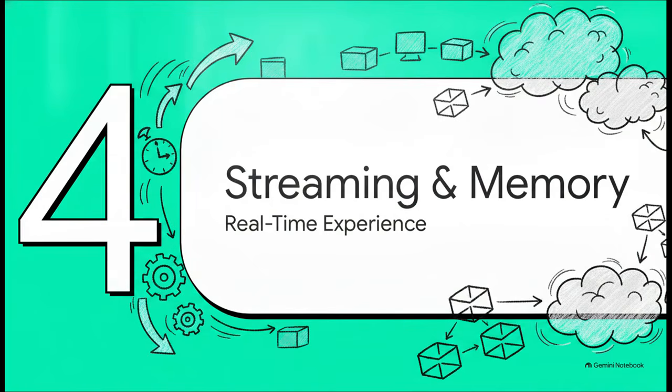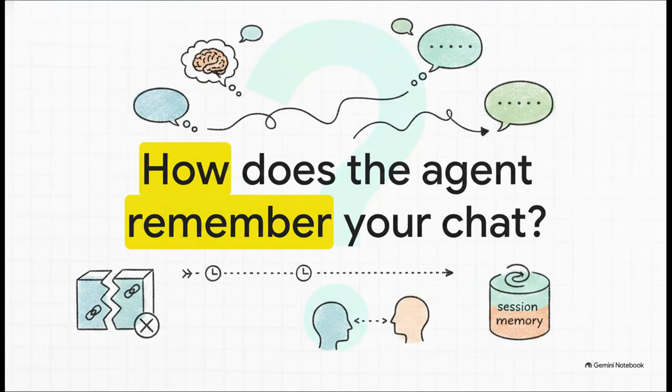Which brings us to Section 4, Real-time Streaming and Memory. Because listen, a chatbot isn't very useful if it forgets who you are right away. Out of the box, LLMs are stateless. That means every single time you ask a question, it completely forgets everything you just said a second ago.